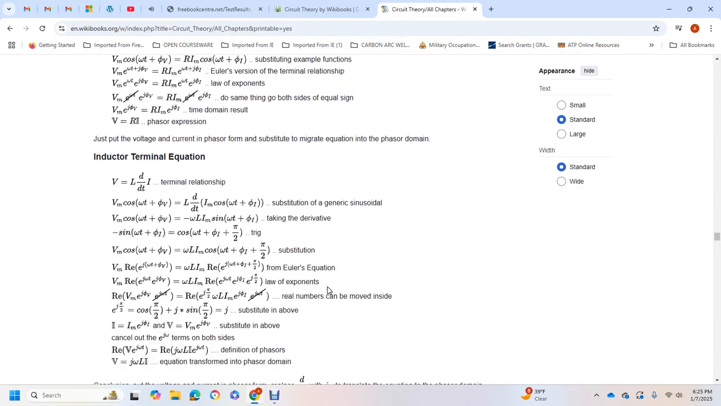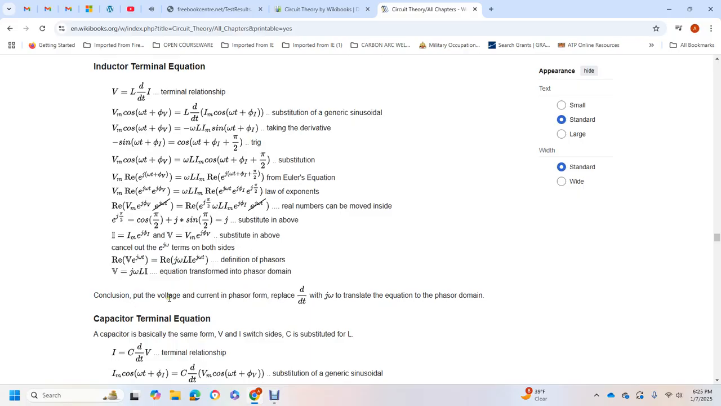Inductor terminal equation: the terminal relation, substitution of the generic sides, take the derivative, substitution from Euler's equation, laws of the exponents, real numbers that can be moved inside, substitute above, the terms cancel out. The energy junction, the number of electron junction width terms on both sides of the finite phasor equation, transforming into the phasor domain. Conclusion: the voltage and the current in phasor form replace the distance over the distance time with jω, translating the equation to the phasor domain.